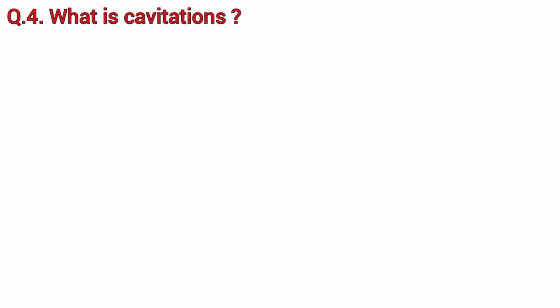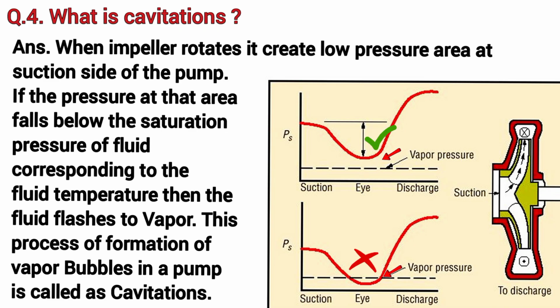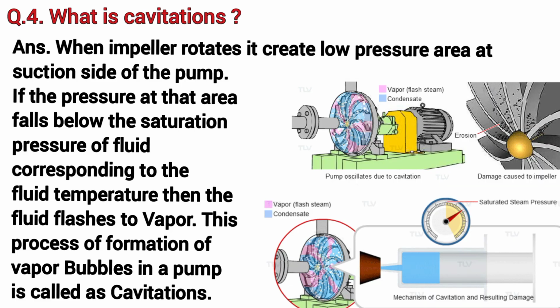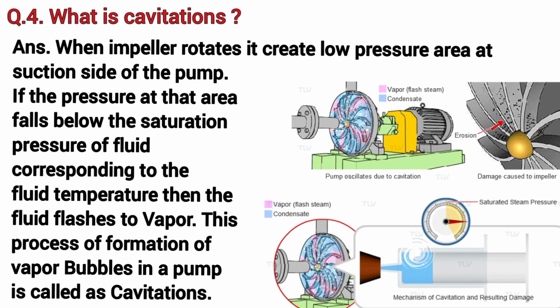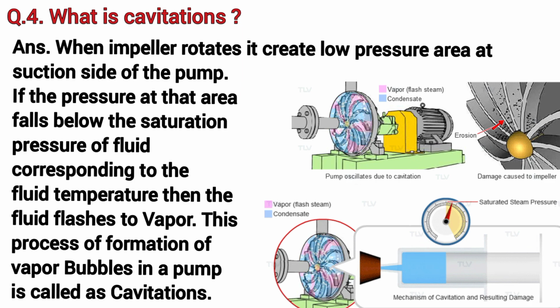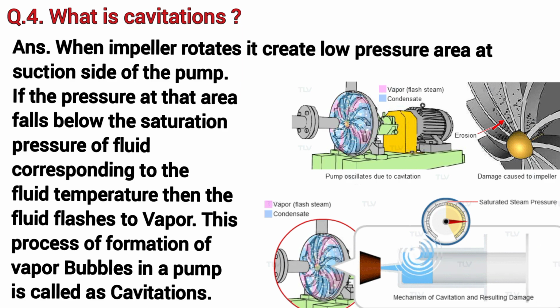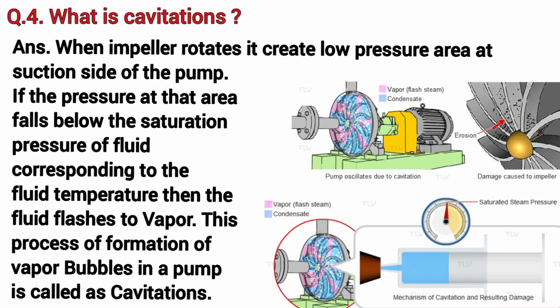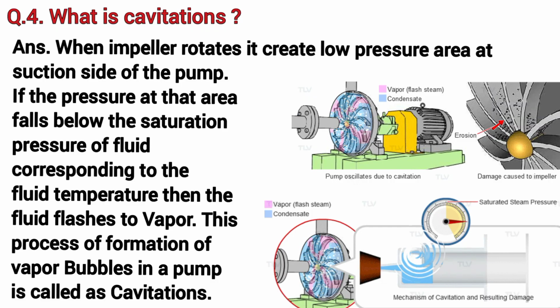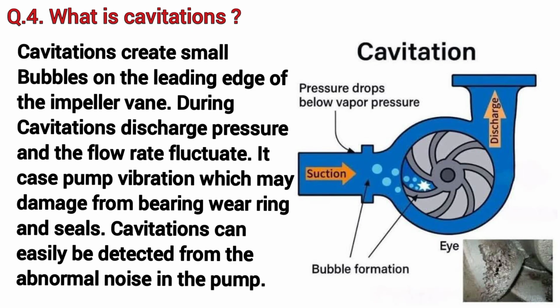What is cavitation? When the impeller rotates, it creates a low pressure area at the suction side of the pump. If the pressure at that area falls below the saturation pressure of the fluid corresponding to the fluid temperature, then the fluid flashes to vapor. This process of formation of vapor bubbles in a pump is called cavitation.